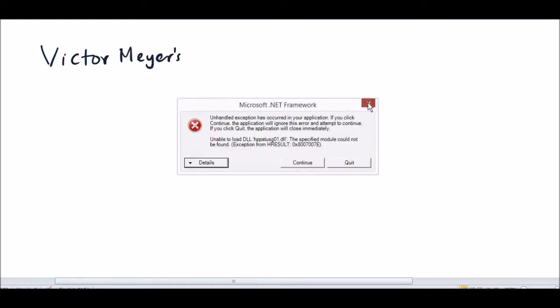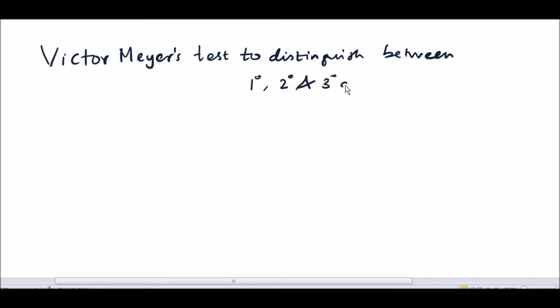And hello students. We are going to discuss the Victor Meyer's test to distinguish between three types of alcohol: primary, secondary, and tertiary alcohols. They can be distinguished from each other by doing this test called Victor Meyer's test.